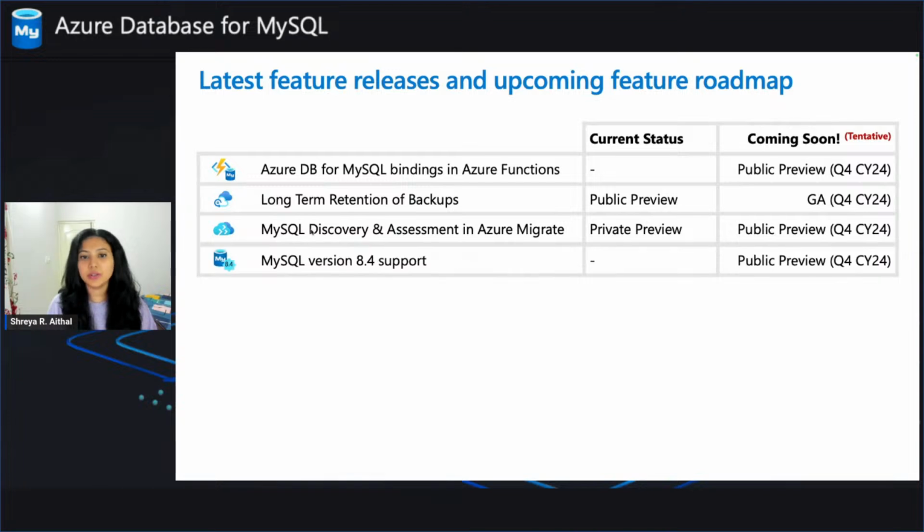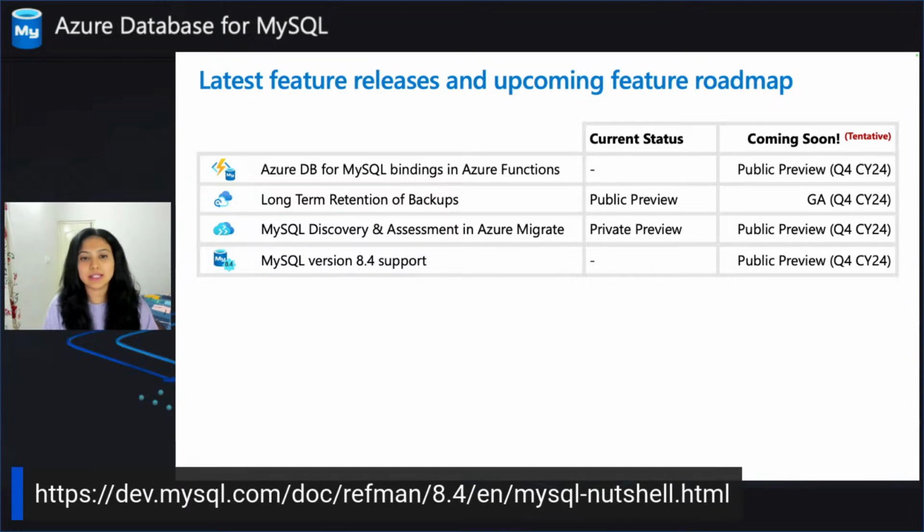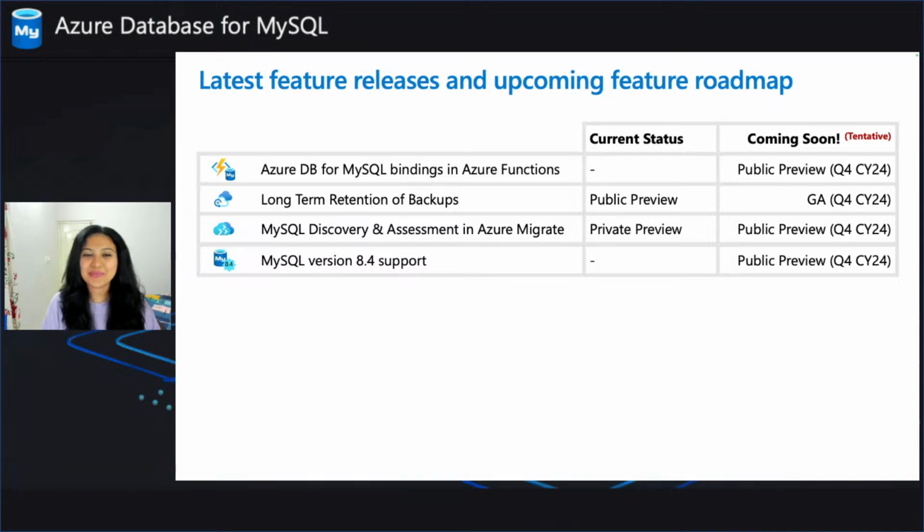A new addition to the roadmap is the MySQL version 8.4 support. MySQL version 8.4 is the latest LTS release from the community and contains several improvements as described in the MySQL docs, dev.mysql.com. Here's a link to it. Releasing in public preview this quarter is the ability to create your servers using this version to be able to make use of all of these new and exciting features.